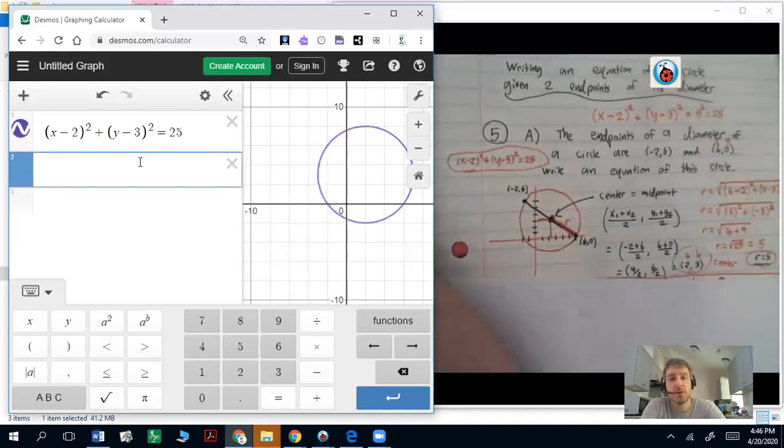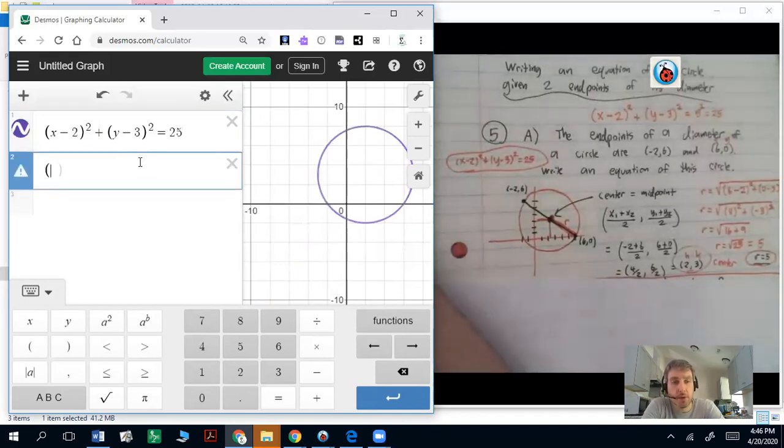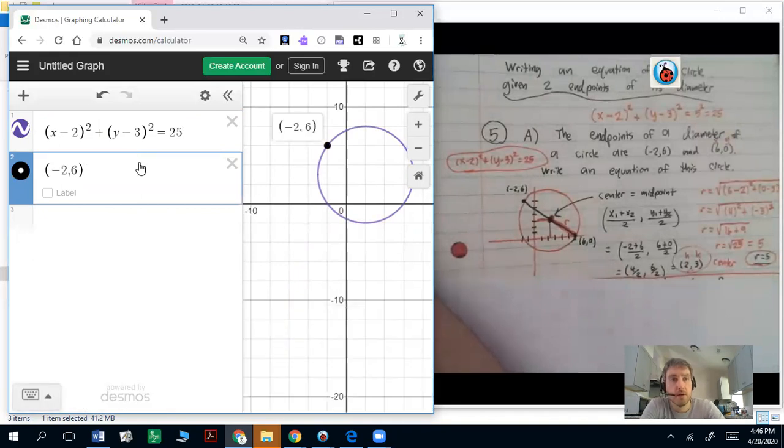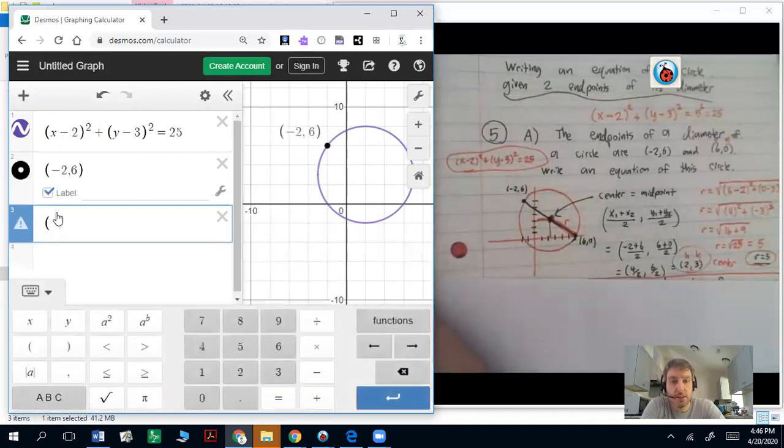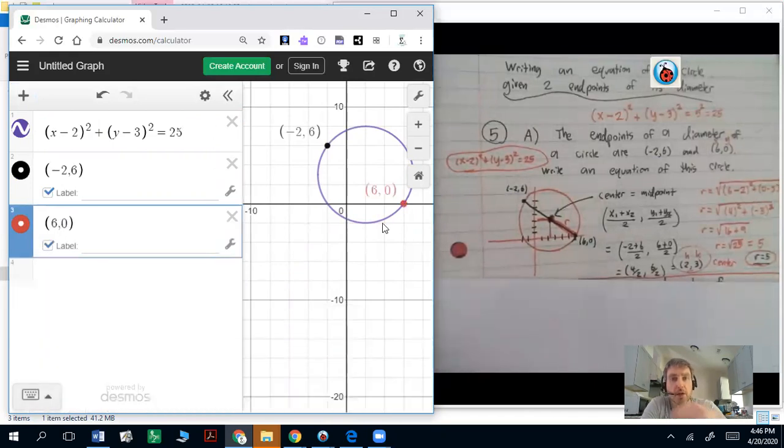So I'm going to go down to two new lines. I'm going to type those coordinates in using parentheses to encapsulate my coordinates. There's (-2, 6), and you see it appear right there. Let me go to a new line, and let me label it first, (6, 0), and label that. And that's right on the circle there.